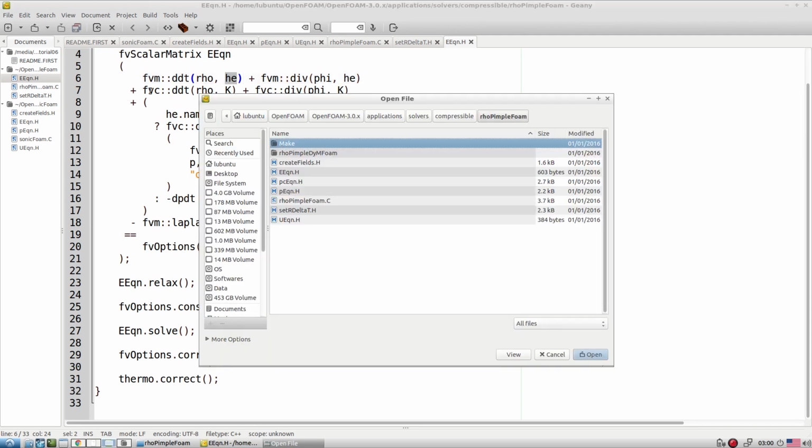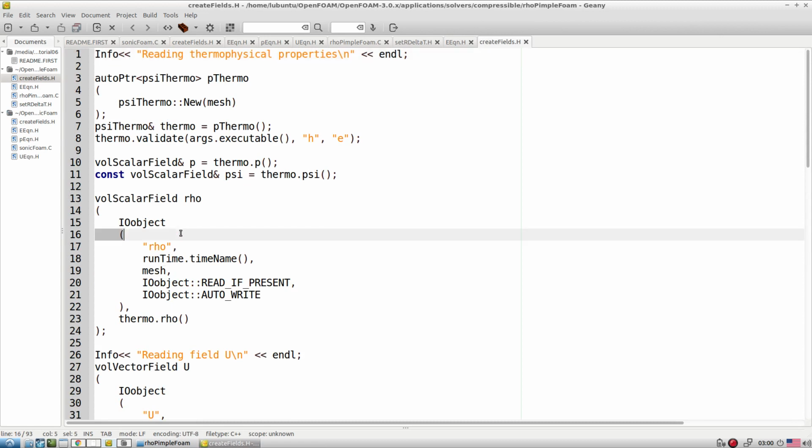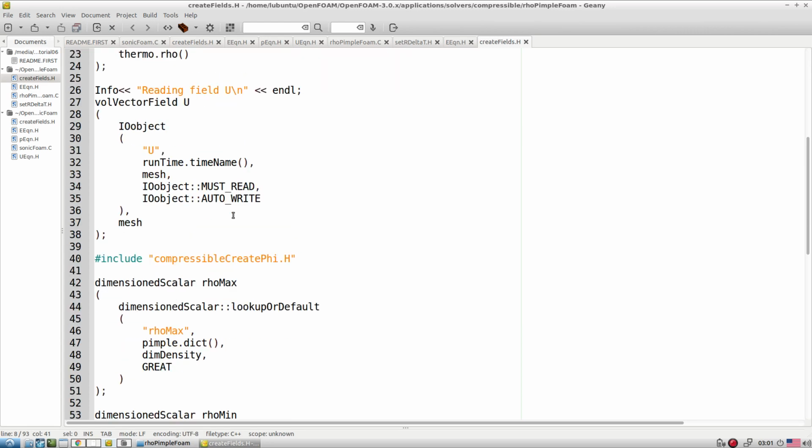Then we have the createFields file. In createFields we definitely have to create rho, but we don't directly specify it. If you specify it, it is going to read it; if you don't, it is not going to read it, and it generates rho directly from the thermo properties. Then the available argument: either it is h based or e based. Depending on that thermo available argument, it tunes the h or e equations.